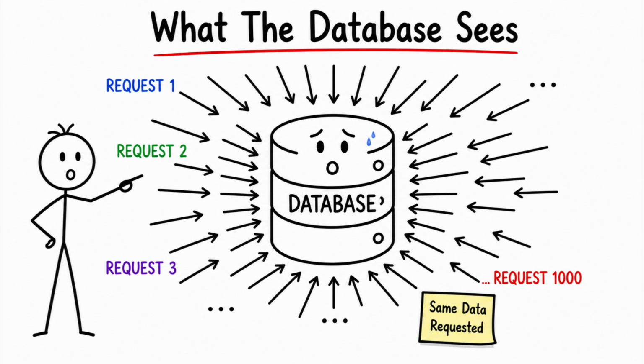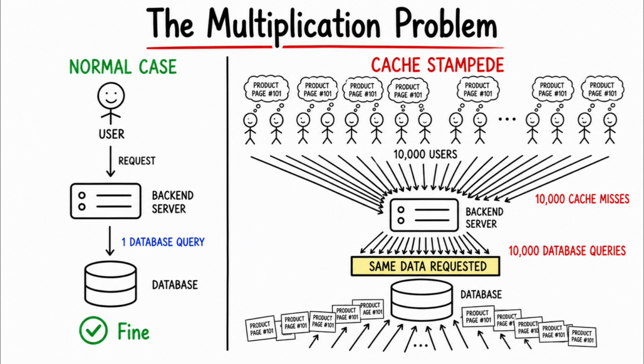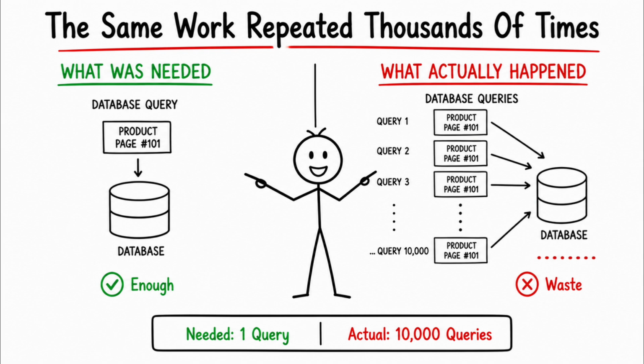Now let's see what the database experiences. Imagine one cache miss. That creates one database query. Completely fine. Now imagine 10,000 requests discover the same cache miss together. Suddenly we get 10,000 database queries for the exact same data. Think about how wasteful that is. The first query would have been enough. But the database repeats the same work thousands of times. A single cache expiration creates thousands of database requests.